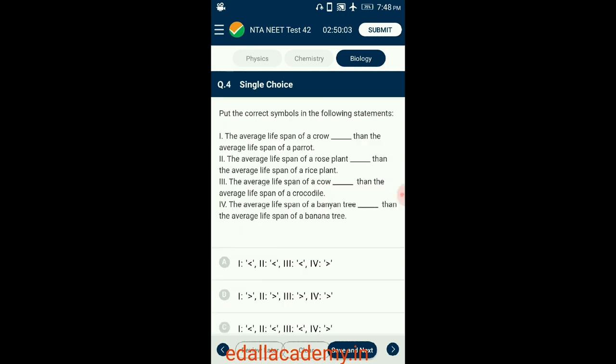Question number 4. Put the correct symbol in the following statements. The average lifespan of given organisms is as follows. Crow 15 years, parrot 140 years, rice plant 3 to 4 months, rose plant 5 to 7 years, cow 20 to 25 years, crocodile 60 years, banyan tree 200 years, banana tree 25 years. So the correctly matching option is option D.